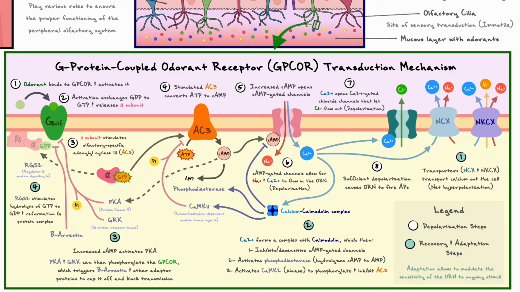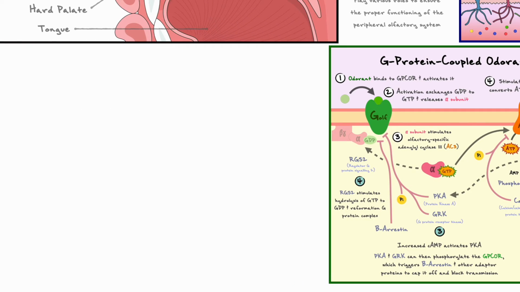As you can see, this transduction mechanism pathway is very complex, but the crazy thing is that a lot of it remains to be discovered, especially when it comes to the adaptation mechanisms. Now, before we go back to the olfactory epithelium, there are a few properties about ORNs and odorants that I want to discuss because they are very important in the way we process smells.